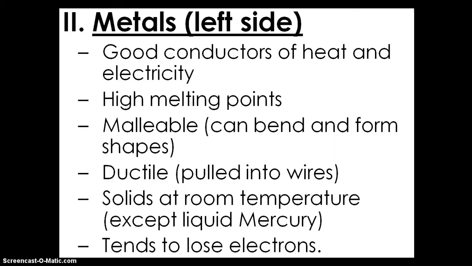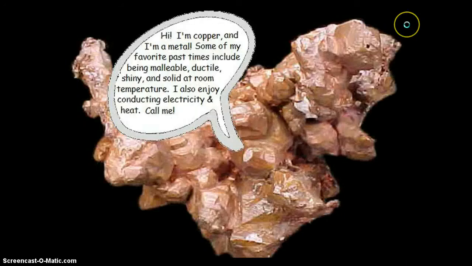Remember, there are electrons in the outer shells or orbitals of the atom, and so they tend to lose them when they go through chemical reactions. You do not have to draw this, but this is an example. It says, "Hi, I'm copper, and I'm a metal. Some of my favorite pastimes include being malleable, ductile, shiny, and solid at room temperature. I also enjoy conducting electricity and heat. Call me!"